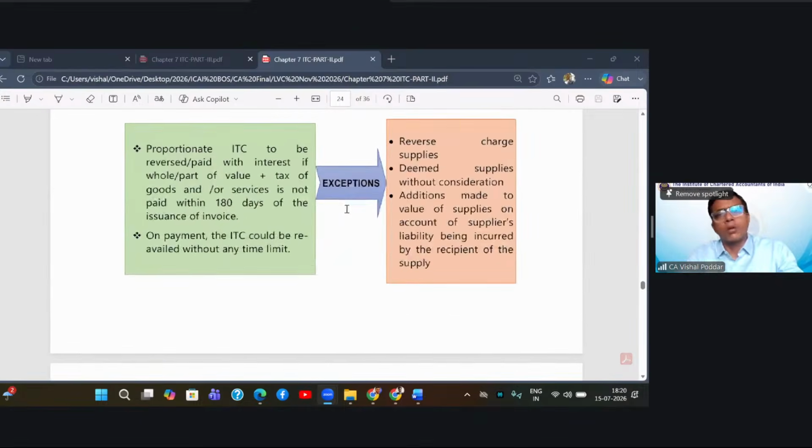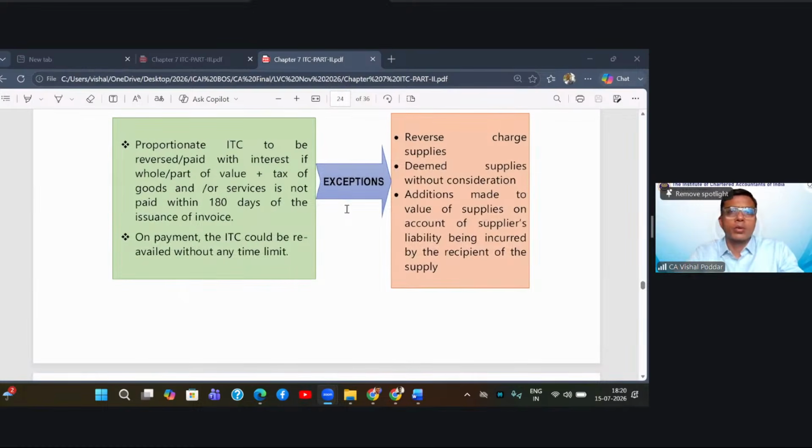Now comes some important restrictions. First is the 180-day rule. What is this 180-day rule? Whenever you have purchased any goods or services on credit, that is without making payment to your supplier, you can take the ITC in the month of purchase, but then you have to ensure that you have made payment up to 180 days from the date of invoice. Whatever is the invoice date, from that date, within 180 days, you should have made payment to your supplier.